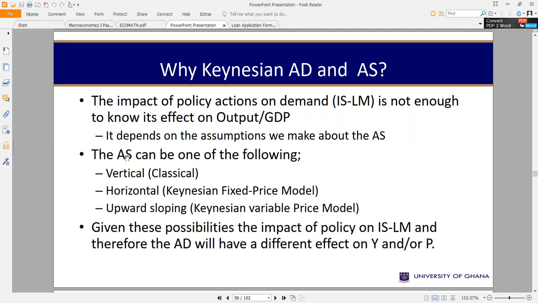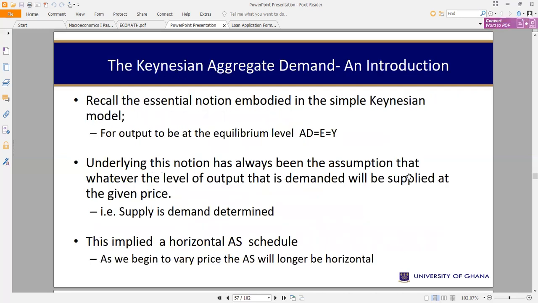Then we'll know what is going to happen to aggregate demand whenever there are changes in those fiscal and then monetary policy variables. We get to aggregate demand, and by changing the aggregate demand in the ADAS model, we'll be able to know the effect of those policies on output and then the general price level. Okay, the general price level.